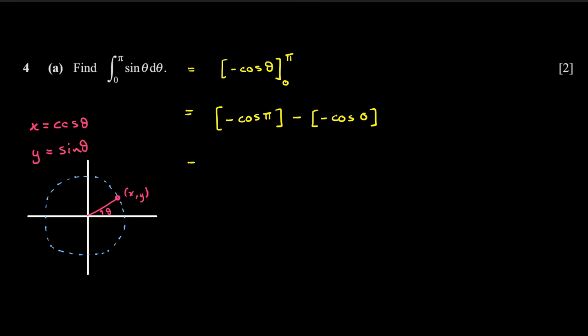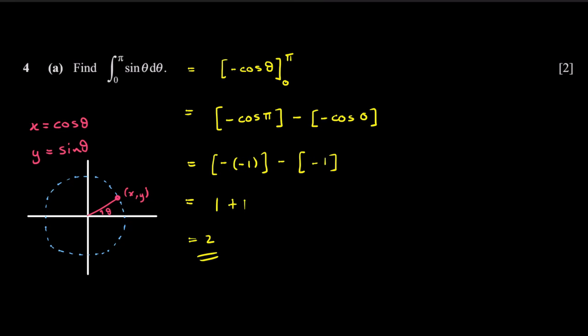So I write and I say cos pi is negative 1, so I've got minus 1 there. Secondly, what is cos 0? Well, where's my angle 0? My angle 0 is here. So what's the x-coordinate of that? The x-coordinate is 1. So that's minus 1. So I've got minus 1, which is plus 1, minus 1, which is plus 1. So that is equal to 2.